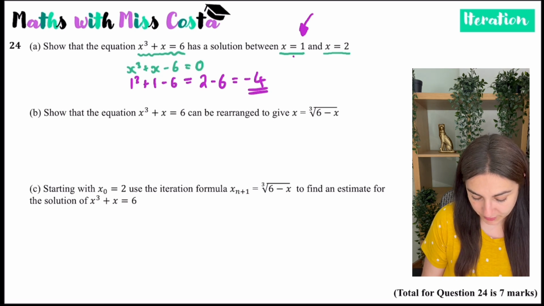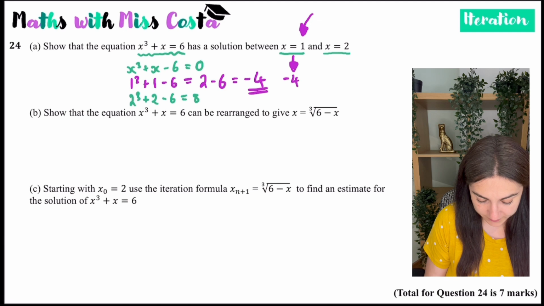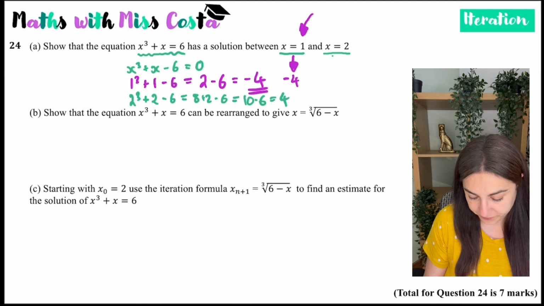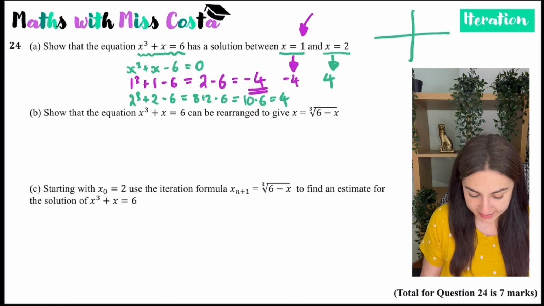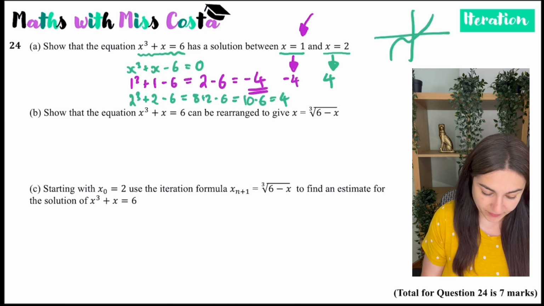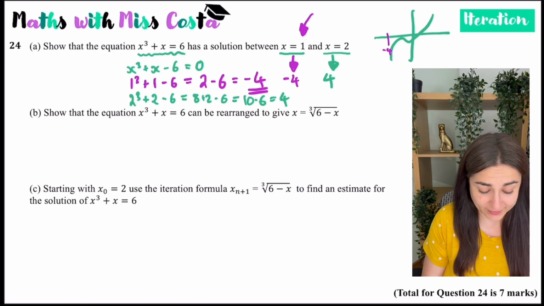So when I substitute 1, I end up with minus 4. Then I try and do the same with x is 2. So 2 cubed plus 2 minus 6 equals 8 plus 2, which is 10, minus 6, which is positive 4. So when I substitute 2 in, I end up with 4. And what that essentially means is wherever your cubic graph is, the solution is going to be between negative 4 and 4. So when x, sorry, I'm very tired.